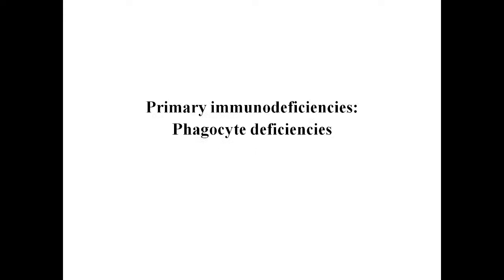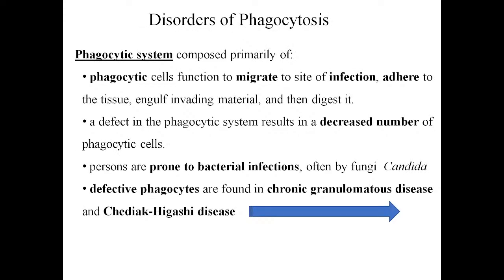Another primary immune deficiency is phagocyte deficiency. The phagocytic system is composed primarily of phagocytic cells, whose function is to migrate to the site of infection, adhere to the tissue, engulf invading material, and then digest it. So it is phagocytosis, engulfment, neutralization, and digestion of any antigen.